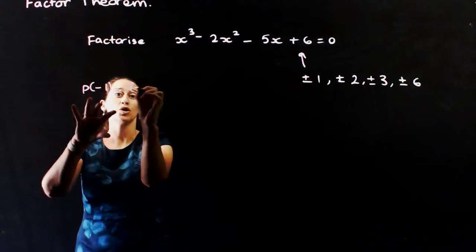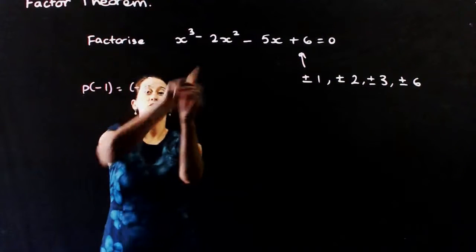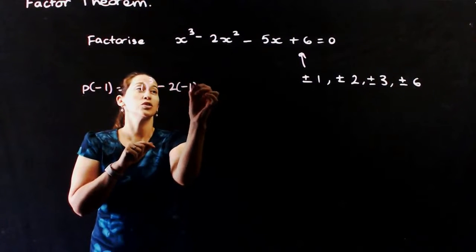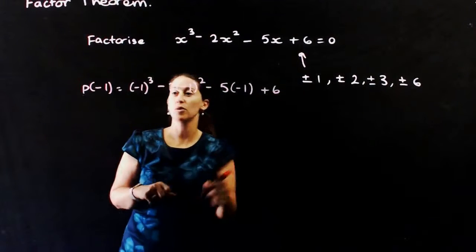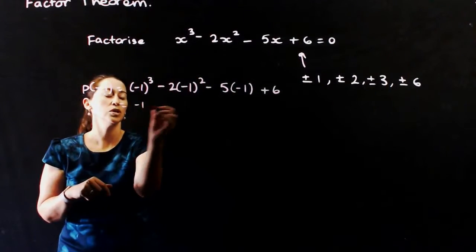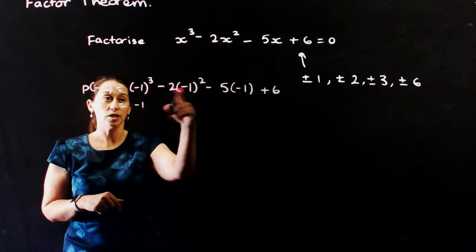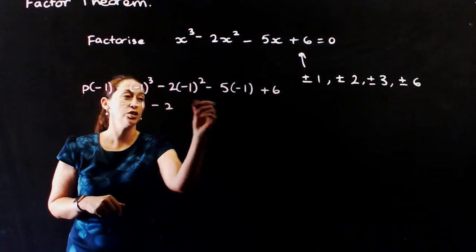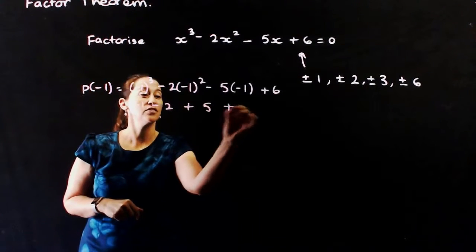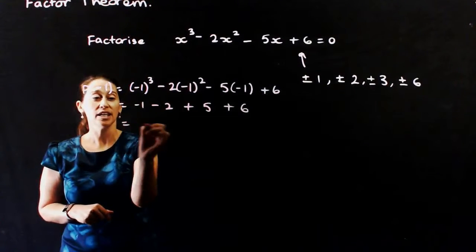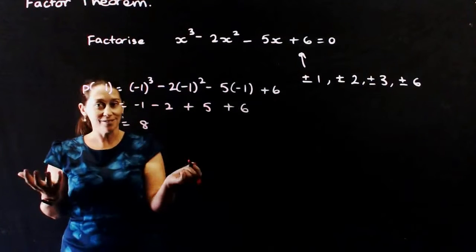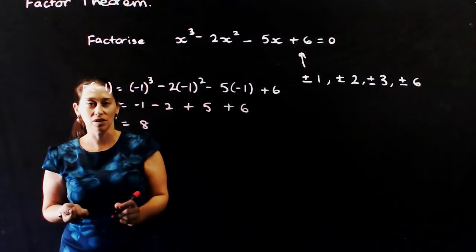So minus 1 cubed, minus 2 times minus 1 squared, minus 5 times minus 1, plus 6. Let's work that out. Minus 1 cubed is minus 1. Minus 1 squared is 1, times the minus 2 is minus 2, plus the 5, plus the 6. Working this out, 5 and 6 is 11. Take away the 3 tells me 8. 8 is not equal to 0, so minus 1 is not a solution.